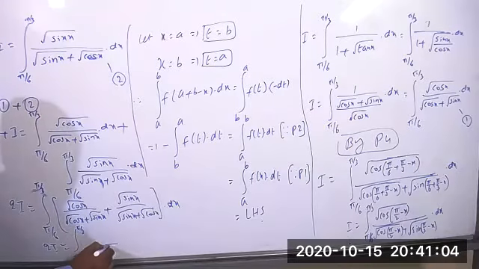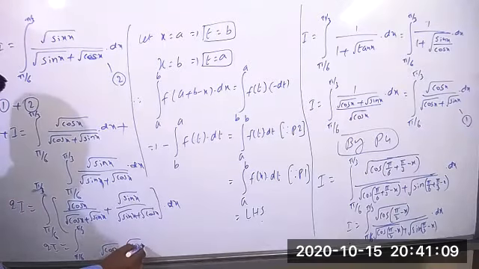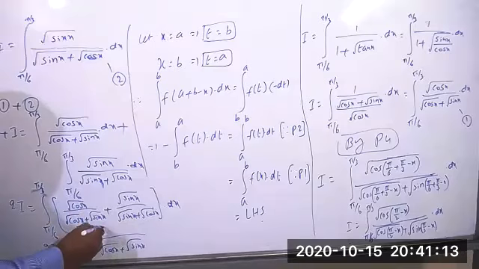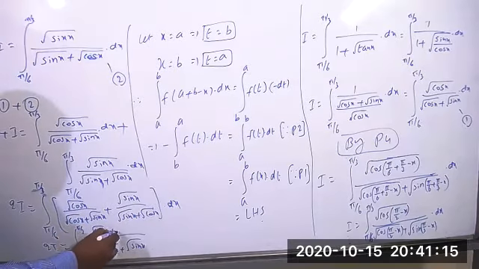So if you take, what is the LCM? Root of cos x plus root of sin x is the LCM. So this is the LCM, which means the denominators will be equal, and we can directly add the numerators. So root of cos x plus root of sin x into dx.